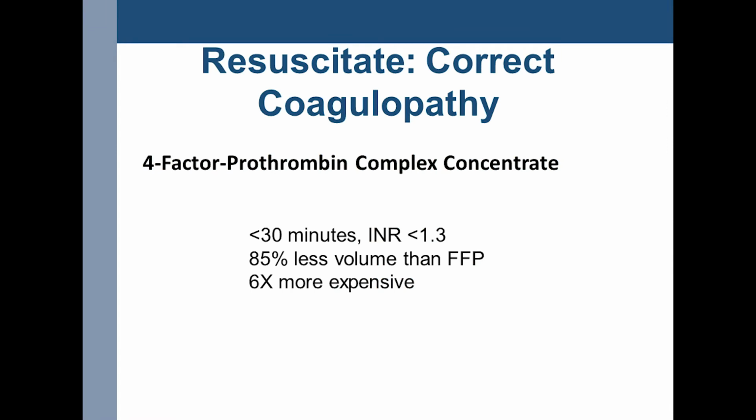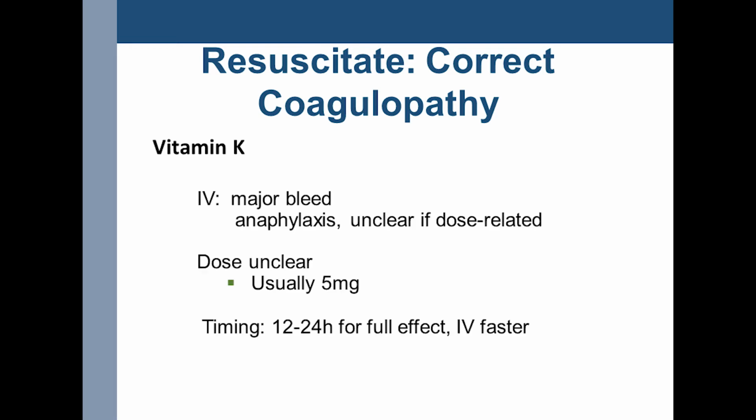And so this leads us to the 4-factor prothrombin complex concentrate, which is a combination of factors 10, 9, 7, 2, protein C and S. The attractive thing about this is that it acts in less than 30 minutes to bring the INR down to less than 1.3 and requires about 85% less volume than FFP. Of course, the downside is that it's about 6 times more expensive than FFP. However, this is something important to remember and use in the appropriate patient population.